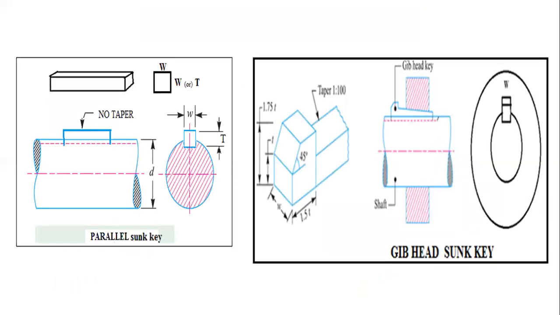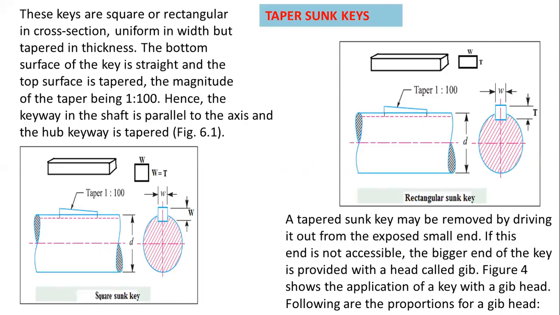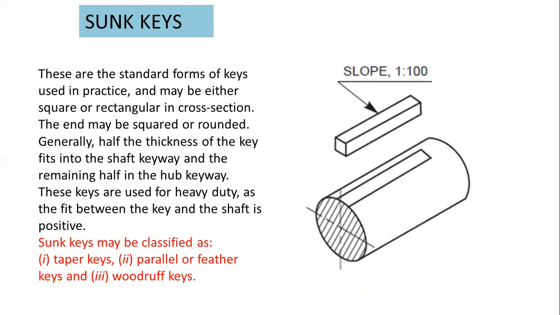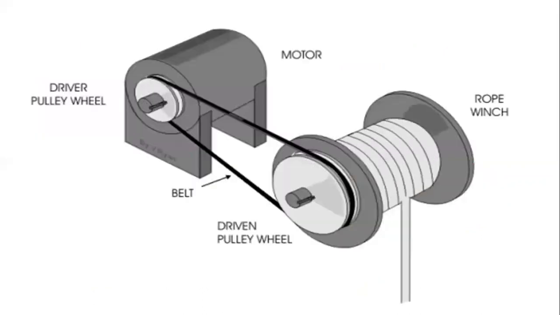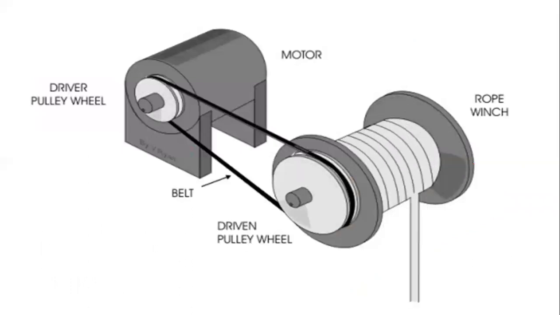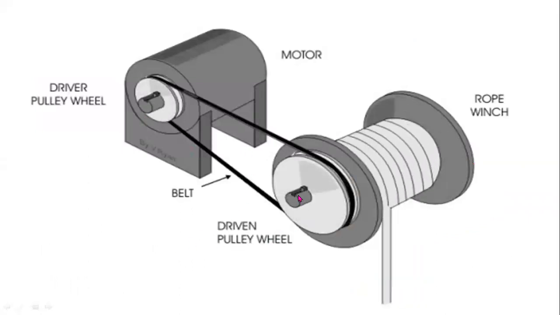These all are the assembled view of parallel sunk key and gib head sunk key. This is the application of key. Here we can observe, here we are using key. Here also we are using a key.